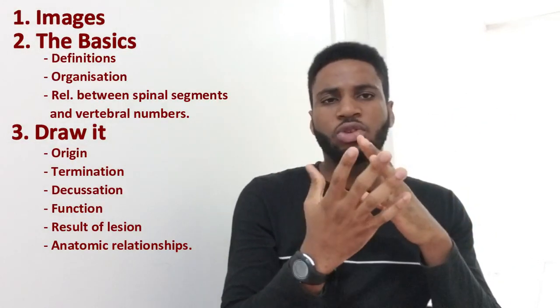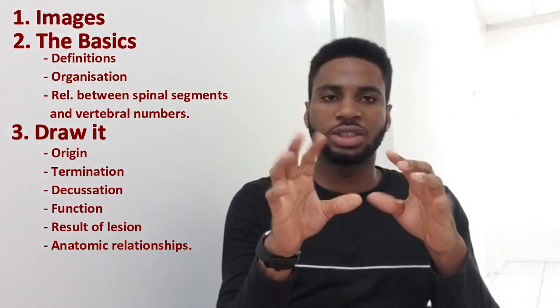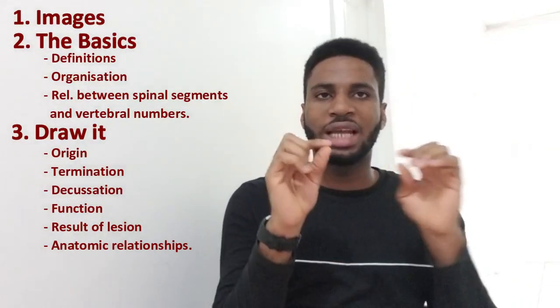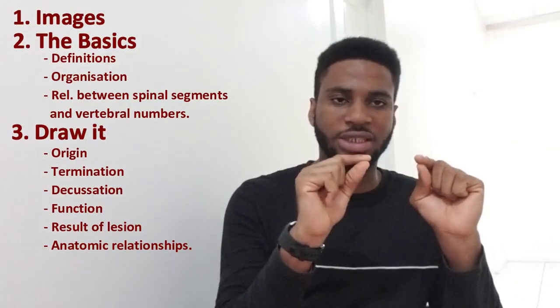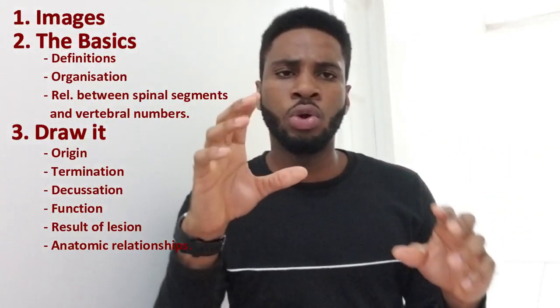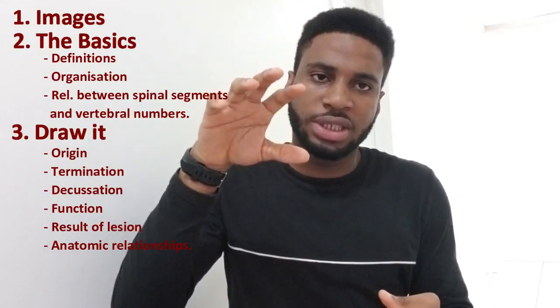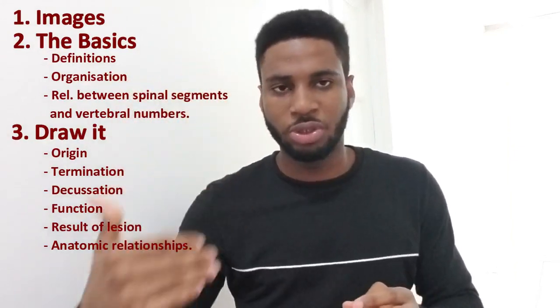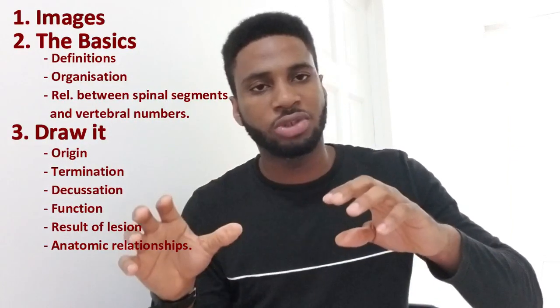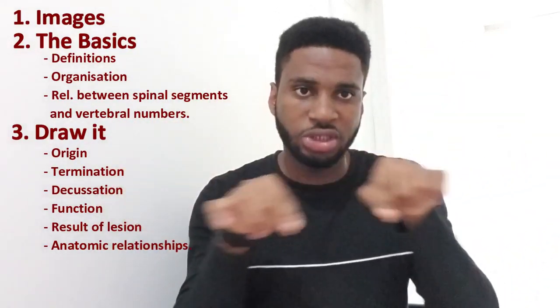Finally, you want to know the anatomic relationship of each tract to the other tracts. So how close is the corticospinal tract to the anterior spinothalamic tract? How close is the corticospinal tract to the spinocerebellar tract? How close is the corticospinal tract to the dorsal column? Looking at the image of the spinal cord.